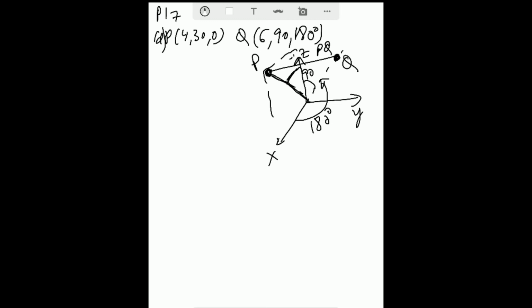So first of all, I can convert them both into Cartesian: x, y, and z. I call them x1, y1, z1, and x2, y2, z2. From the formulas I know that x1 is r1 sine theta 1 cosine phi 1, and y1 is r1 sine theta 1 sine phi 1.